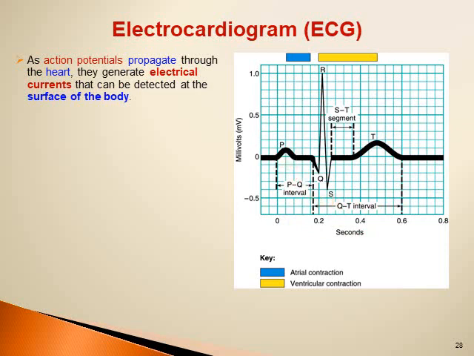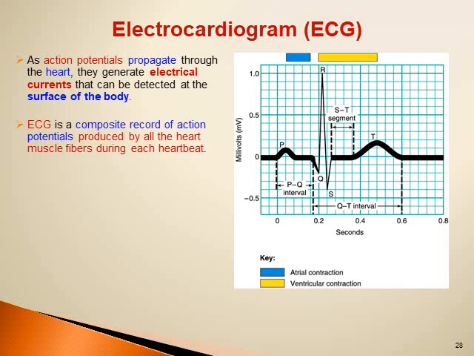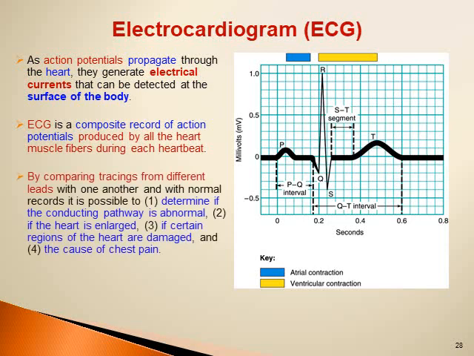The ECG has different components that we'll explain in detail in the coming slides. The ECG is a composite record of action potentials produced by all the heart muscle fibers during each heartbeat. By comparing tracings from different leads, or different views of the heart, with one another and with normal records, it is possible to determine if the conducting pathway is abnormal, if the heart is enlarged, if certain regions of the heart are damaged, and the causes of chest pain, like what happens in angina and myocardial infarction.